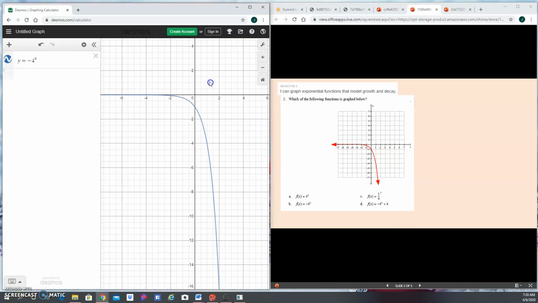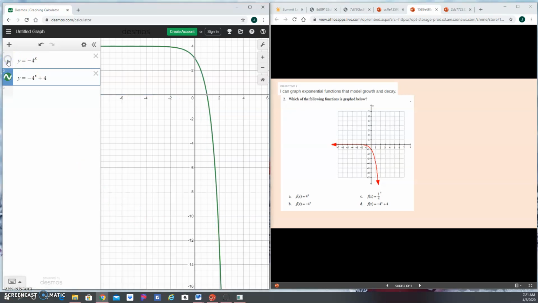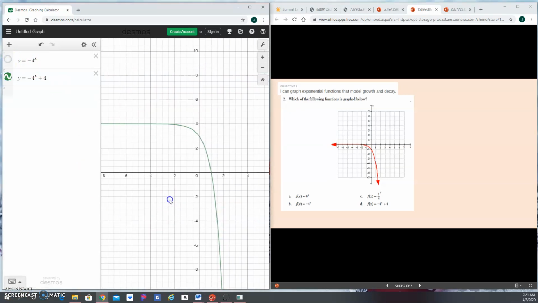So letter B shows this graph. It looks like it, but I'm still going to go ahead and plug in letter D. So the graph of letter A is the blue one. Let me turn that off. And the graph of letter D is this one. So it looks like this is shifted up. So let's turn that off and let's turn on again letter B, and the answer is letter B.